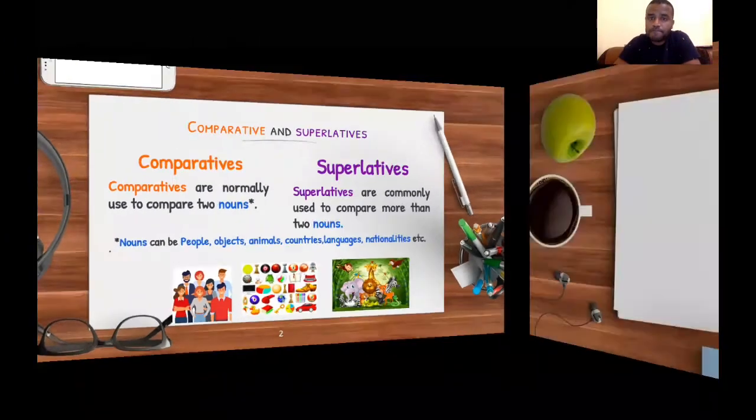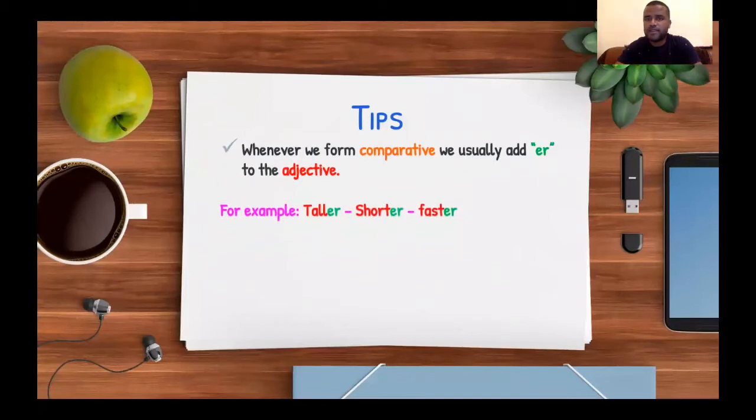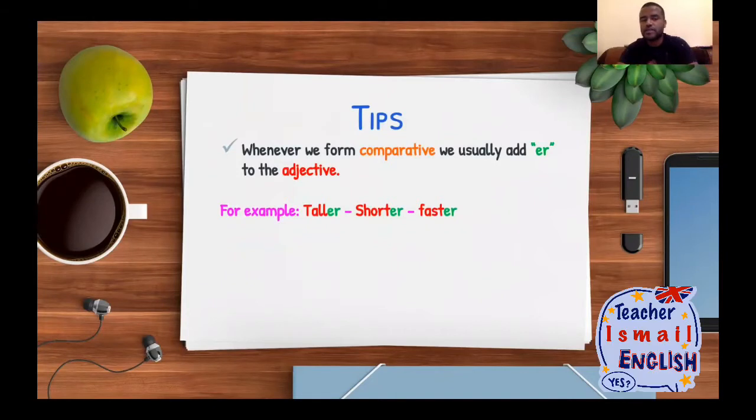So how are we going to make the comparative? Whenever we form a comparative, we usually add er to the adjective. For example, tall, taller. I am tall, but my brother is taller than me.